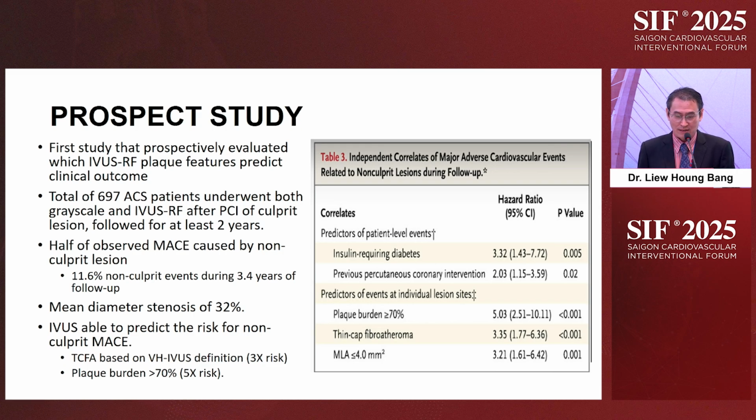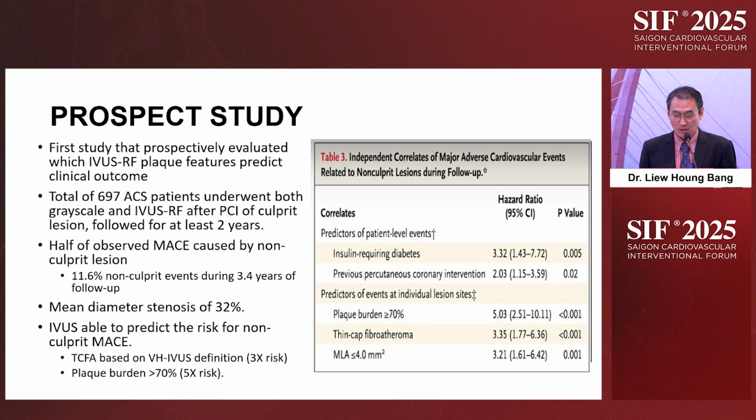The PROSPECT study was the first study that looked at IVUS and whether we follow up these plaques and see whether there are events. There were 697 patients that underwent grayscale IVUS. We pulled back on all the vessels and then followed up these patients over 2 years. No intervention, just observation. What have we learned? We learned that over that period of follow-up, 11.6% non-culprit events were noted.